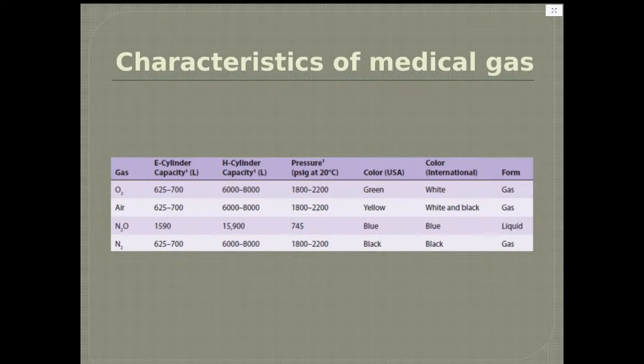the medical gases. You can see the capacity of the cylinders of the oxygen and the air is the same. The difference is about the nitrous oxide. There is also a difference in color between the United States and international standards. Color is white for the oxygen, and green in the United States of America. You can see the cylinder which is blue is for the nitrous oxide.